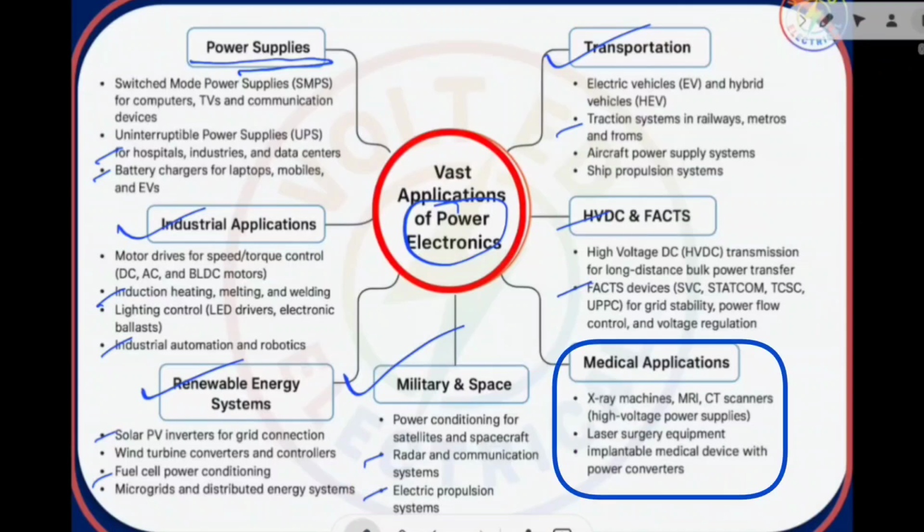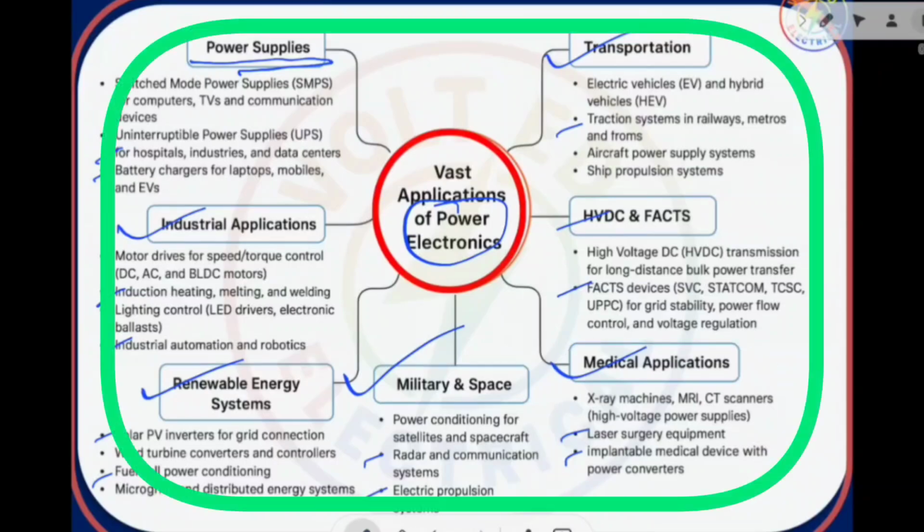Now, if we talk about medical applications, high voltage power supplies for X-ray machines, MRI, CT scanners are based on power electronics. Then laser surgery equipment uses precise converters for controlled energy. Medical devices like pacemakers with wireless charging rely on miniaturized power converters. These are the vast applications of power electronics.